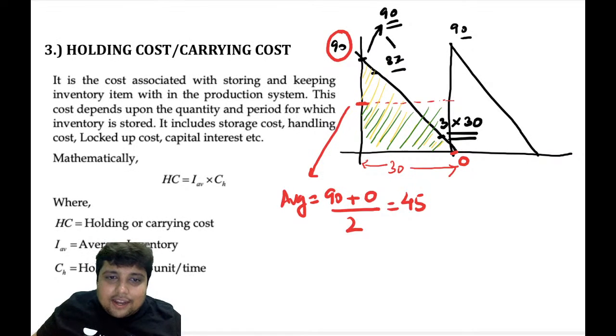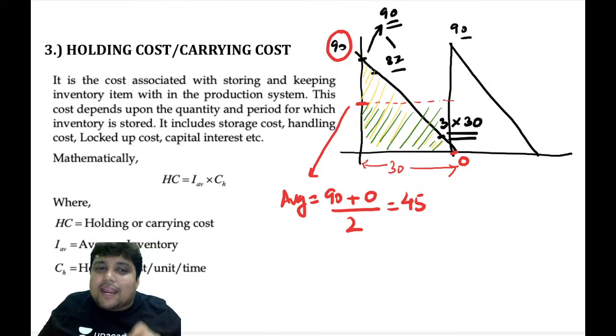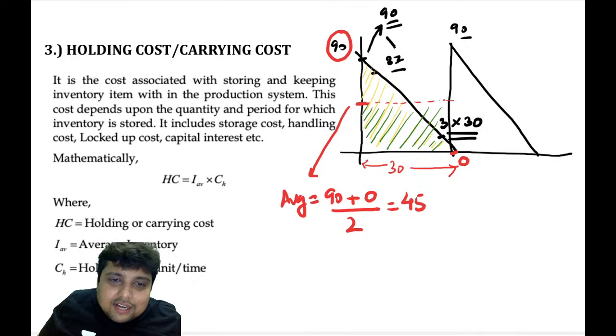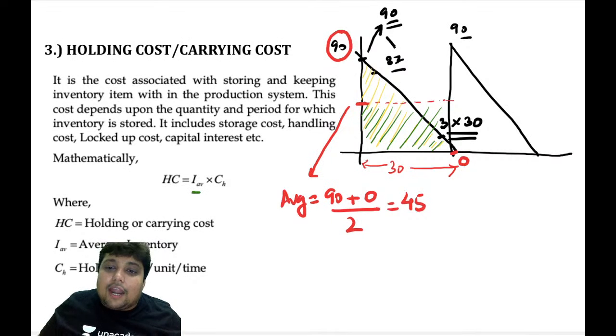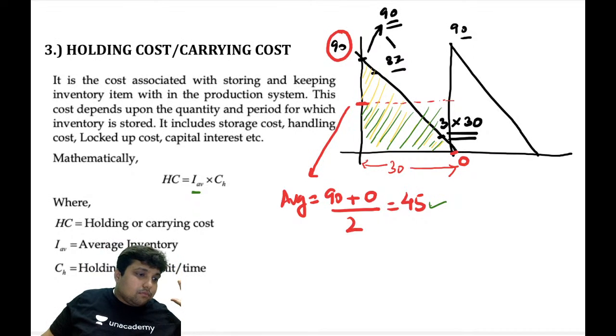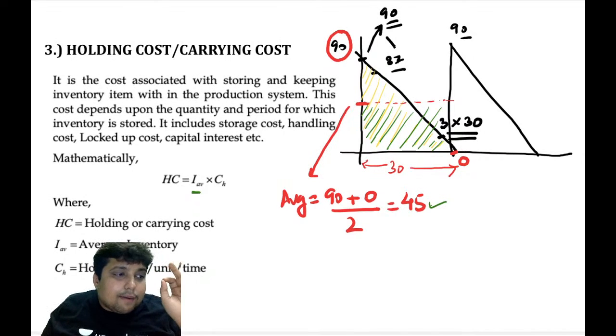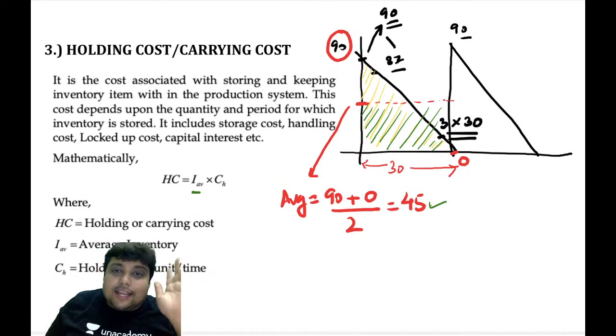Okay, so what I did is, instead of calculating the holding cost on every packet of Maggi differently, I just considered an average number of 45 and made sure that this average number stayed for the entire month inside the shop. I hope guys you are able to understand what I am trying to tell you here.